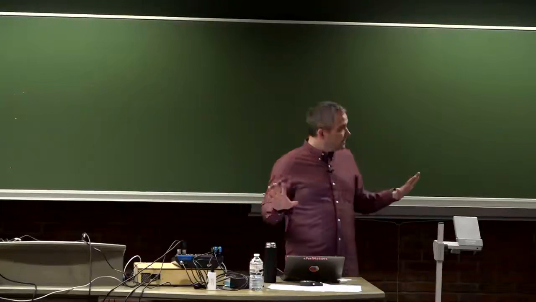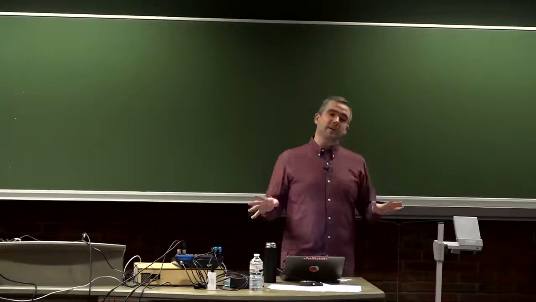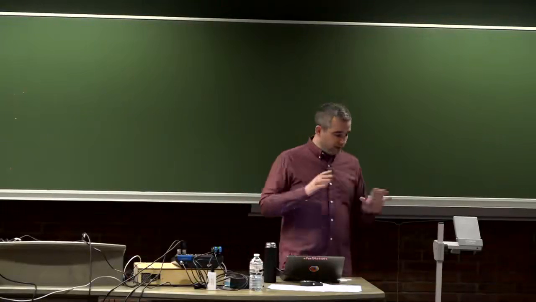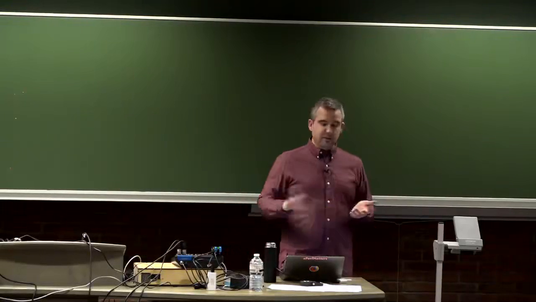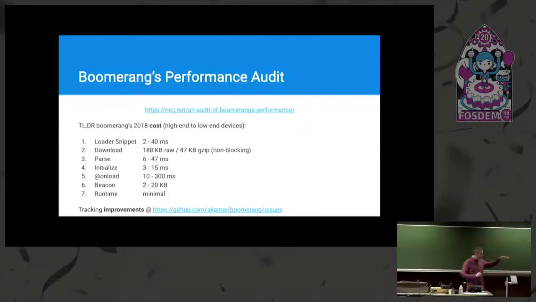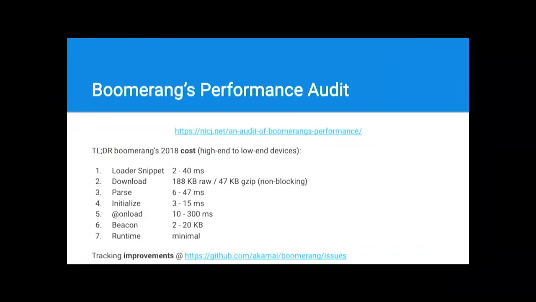So after everything that I said, these are kind of the numbers that we came up with at the end. We did a lot of investigations on a lot of different sites. We took a lot of profiles. We wrote about it. We published it in a blog post. And these are kind of the TLDR costs of Boomerang. So the loader snippet, generally only a few milliseconds. On some browsers, it can be up to 40 milliseconds. Downloading, we're about 50 kilobytes or less. Parsing, again, it's related to the size of Boomerang, and this is kind of like the low-end to high-end devices when we were looking at it.